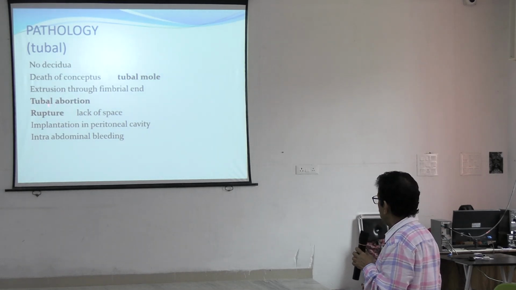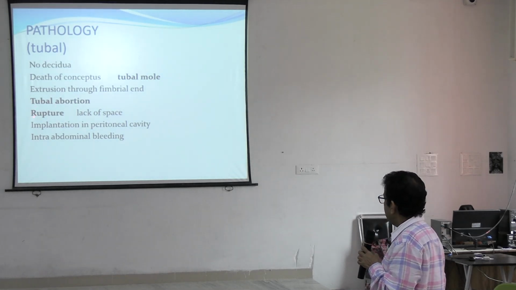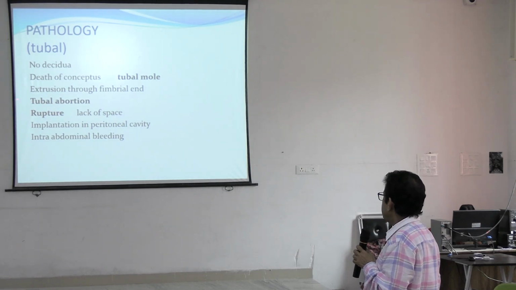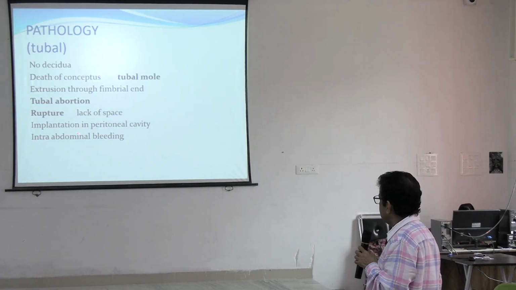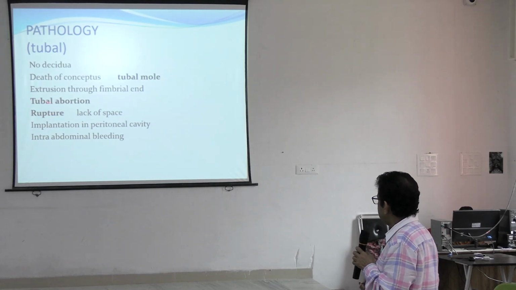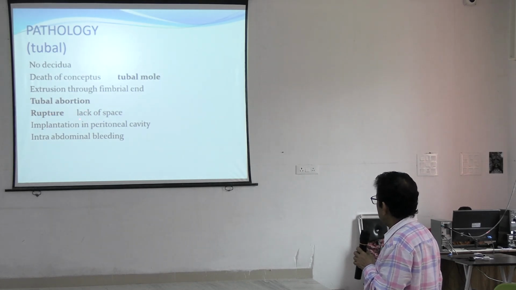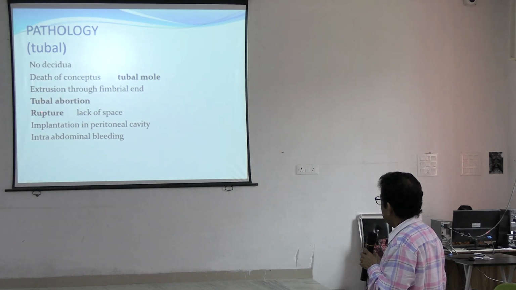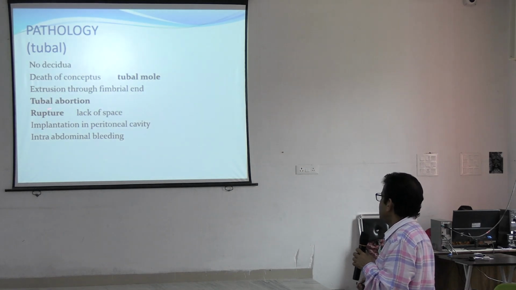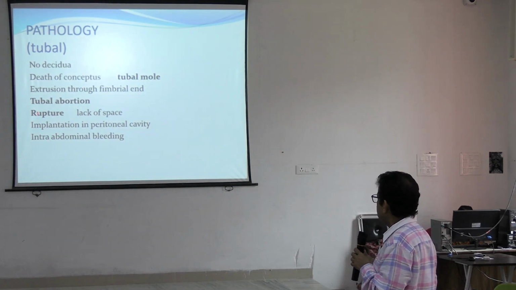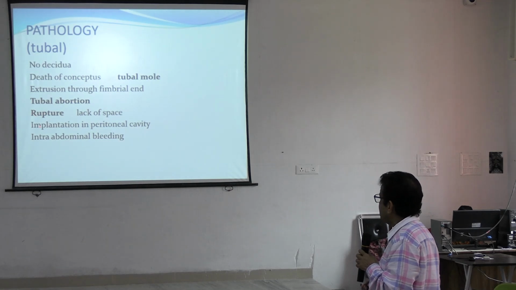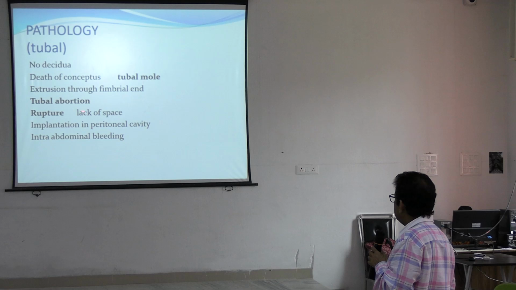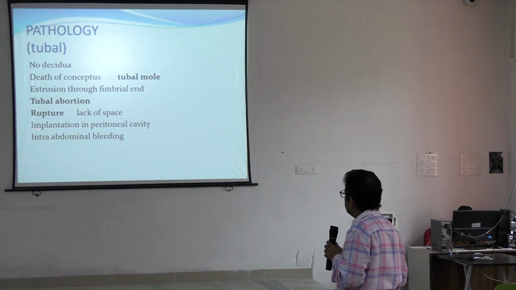Within the tube, because of the growth of the fetus, if it is not dead, the chorionic tissue grows and penetrates the muscle layer, leading to distension and rupture of the tube, as there is lack of space. So tubal rupture is another fate of ectopic pregnancy. Definitely rupture will be followed by severe bleeding, so intraperitoneal bleeding will be there.